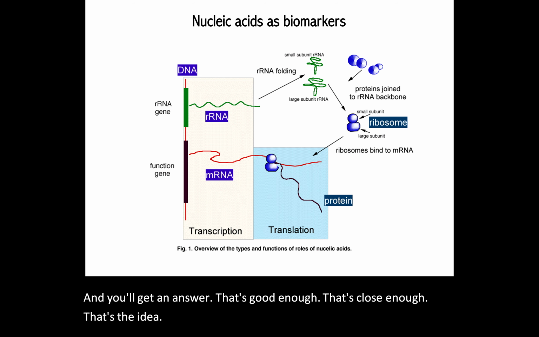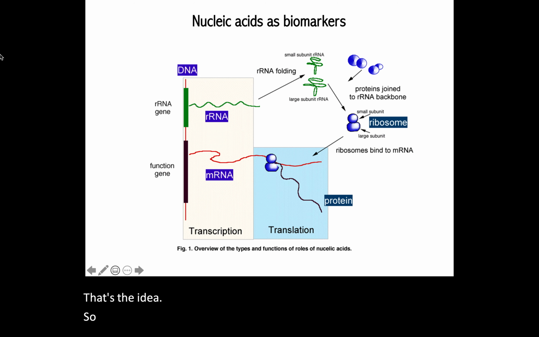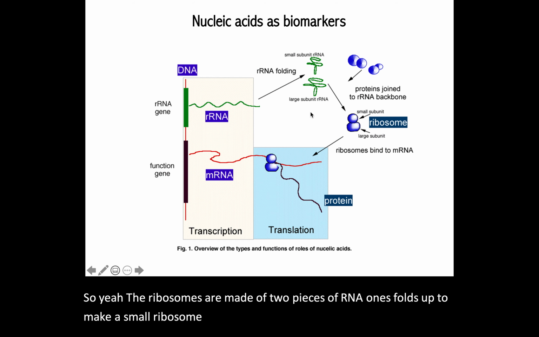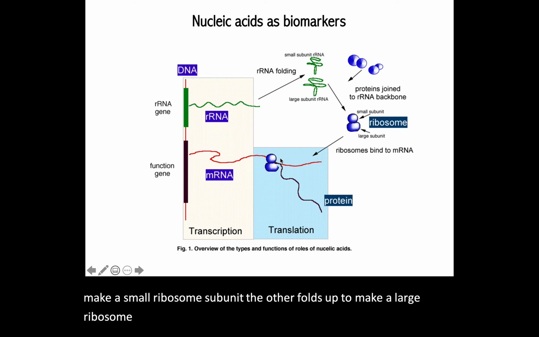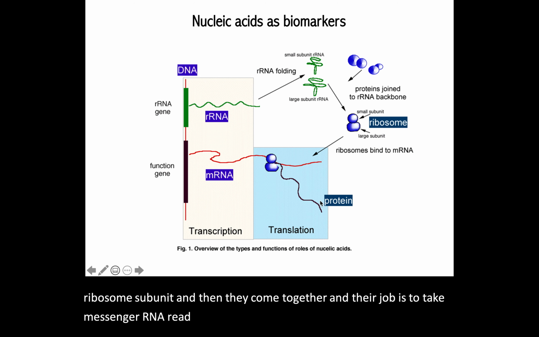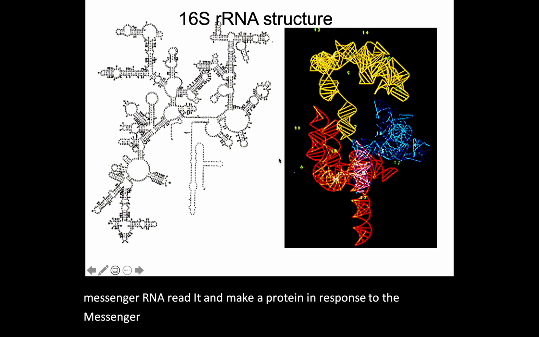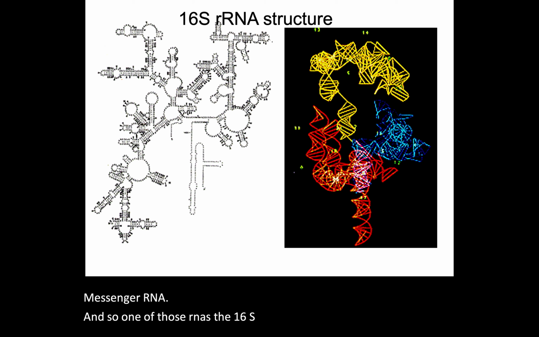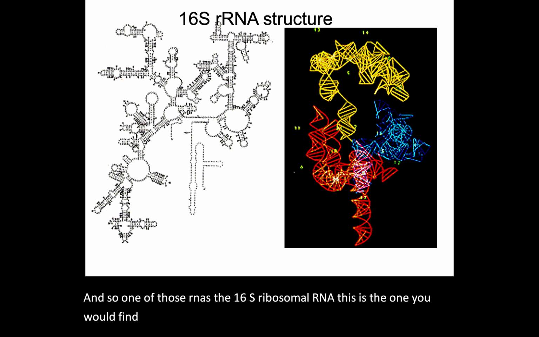So, yeah. The ribosomes are made of two pieces of RNA. One folds up to make a small ribosome subunit, the other folds up to make a large ribosome subunit. Then they come together, and their job is to take messenger RNA, read it, and make a protein in response to the messenger RNA. And so one of those RNAs, the 16S ribosomal RNA, the one you would find in the small ribosomal subunit, turns out to be a very good biomarker.